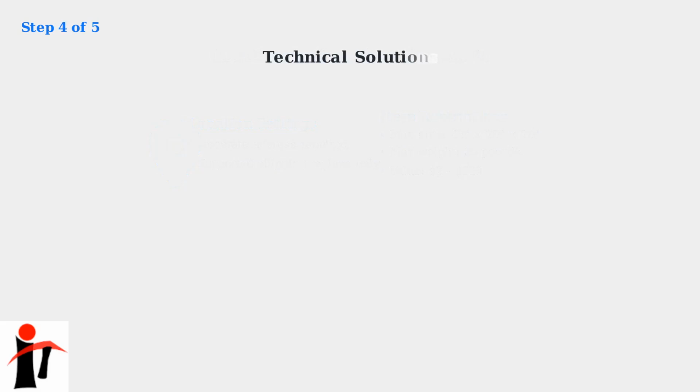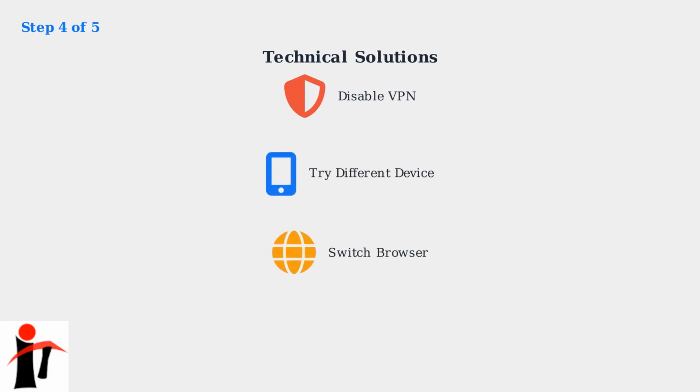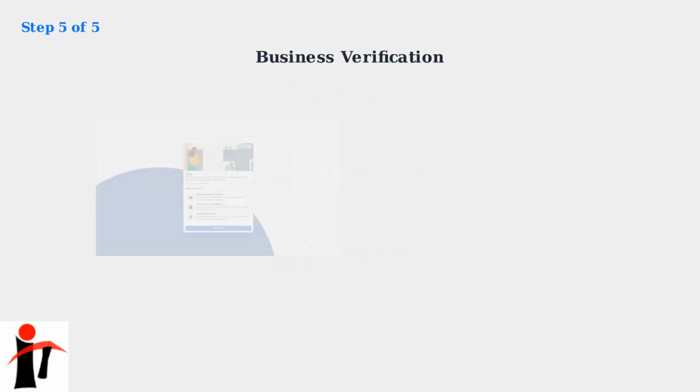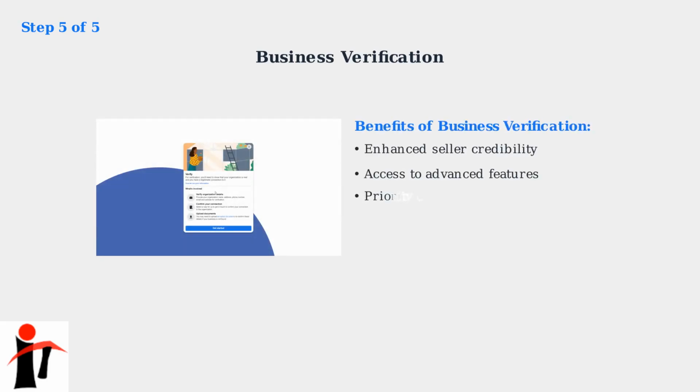Step 4. Try technical solutions. Disable VPN connections, check your internet stability, and test from different devices or browsers. Step 5. For frequent sellers, complete Facebook business verification. This unlocks additional features and can resolve persistent shipping issues.